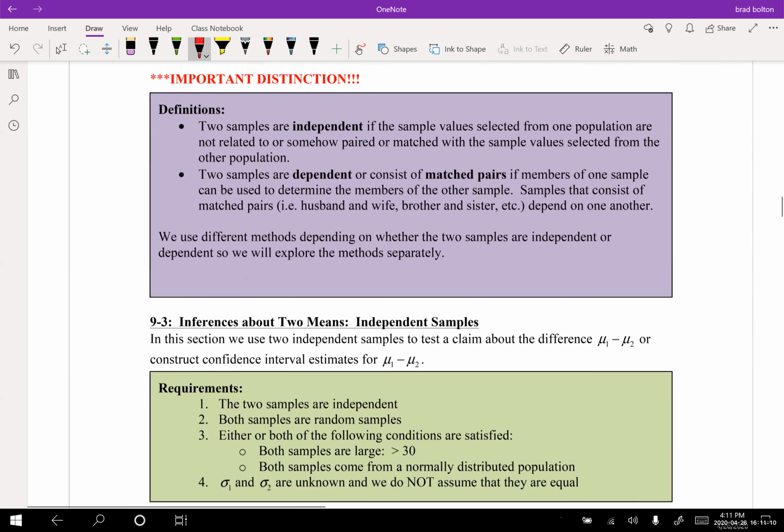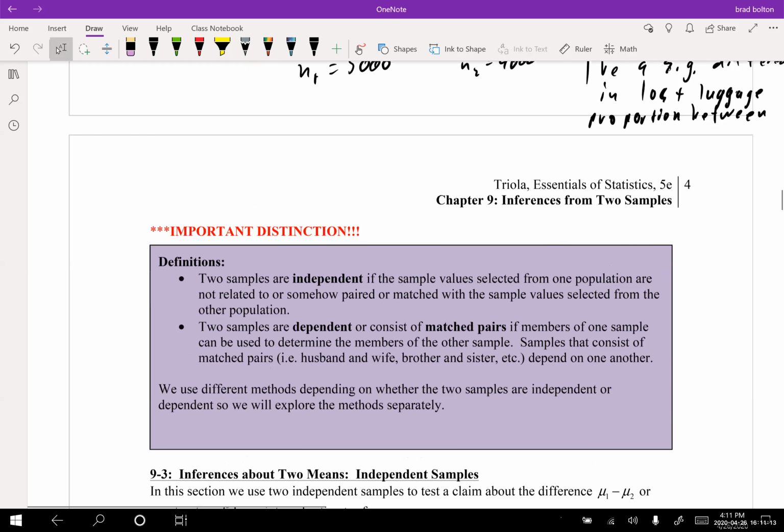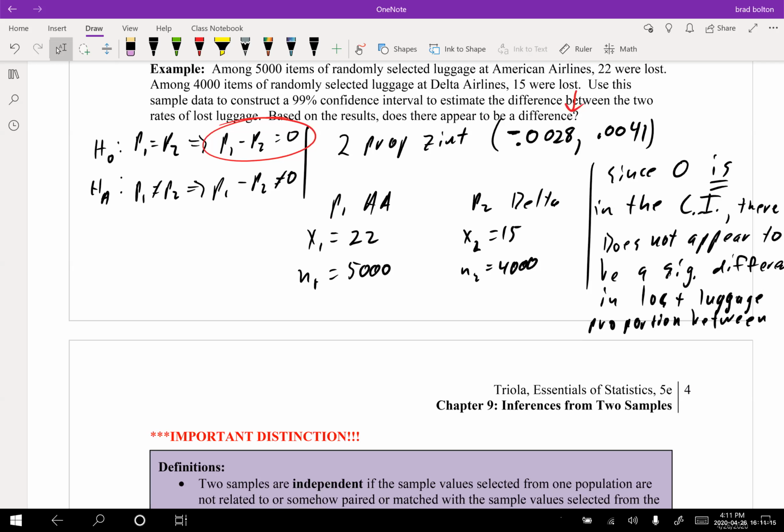So let's see here. I think that's going to be it for chapter 9's first video. I'm going to go ahead and stop the recording now, and you guys watch this and you should be able to get started on chapter 9.